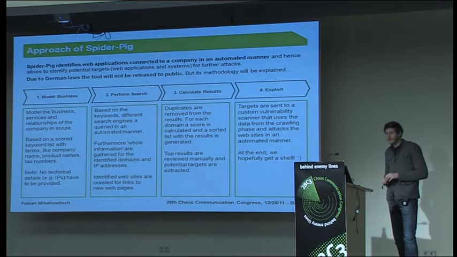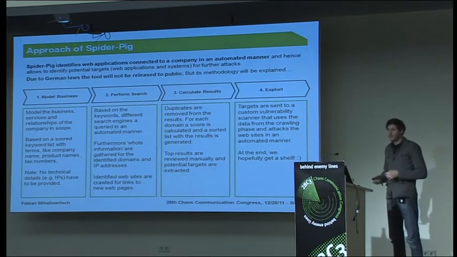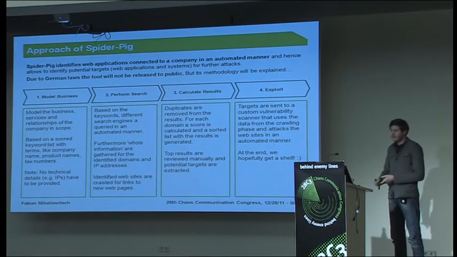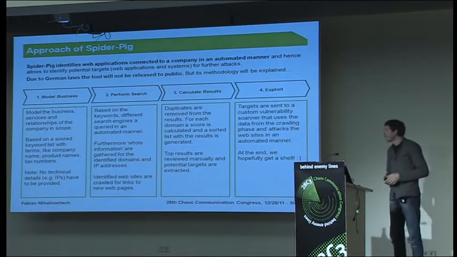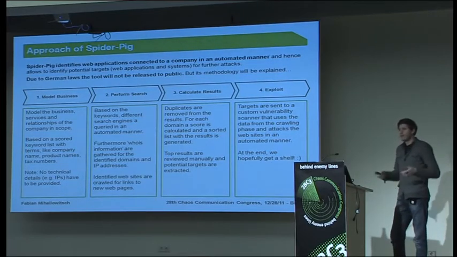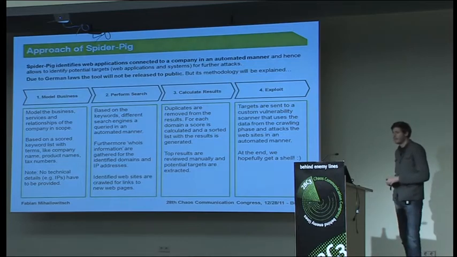During the business modeling phase, we try to model services and relationships of the company in scope, and therefore we basically just use a keyword list, a rated one, with details like tax numbers, imprints, product names, and all that kind of stuff. The interesting part here is that the whole basis we use for the search from now on consists only of, or can consist only of, usual terms of the company. You don't have to provide any technical details at all.